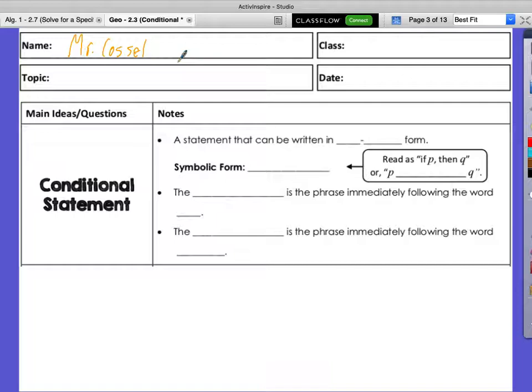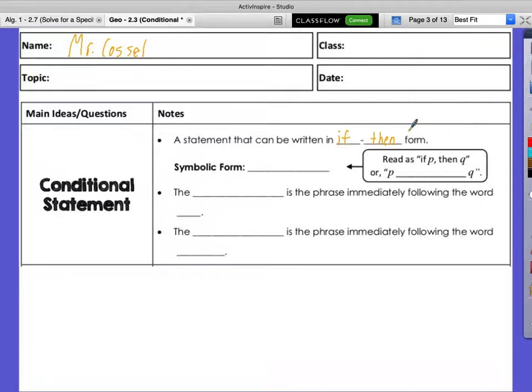Conditional statement. A conditional statement is a statement that can be written in if-then form. We're saying if it's this, then it's that. That's like a condition. It's someone saying you can conditionally have this, or you can have it on one condition. They're saying if you do this, then you can have it. If you mow the lawn, your parents will pay you $10. I don't know how your family has set up.